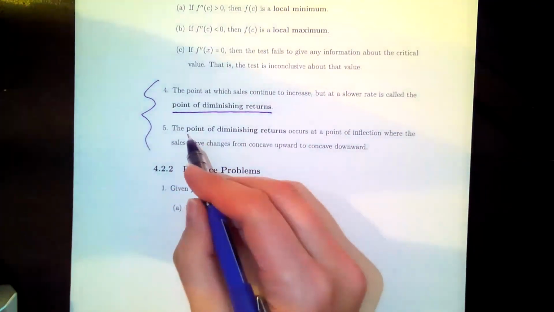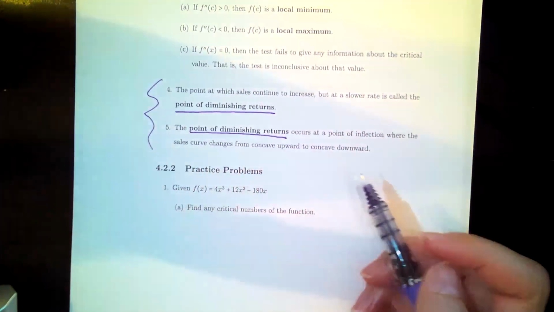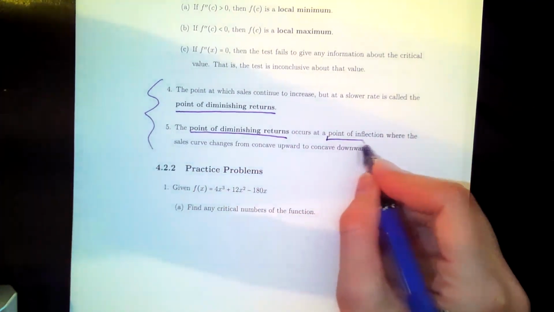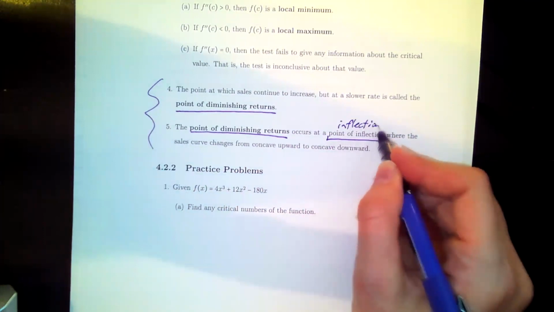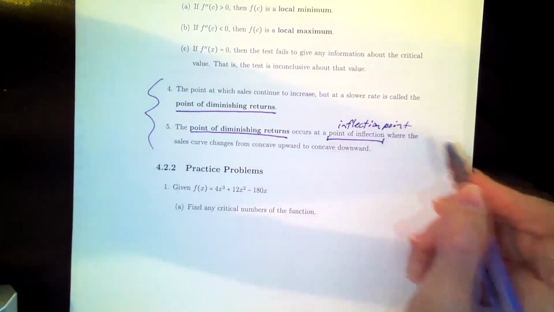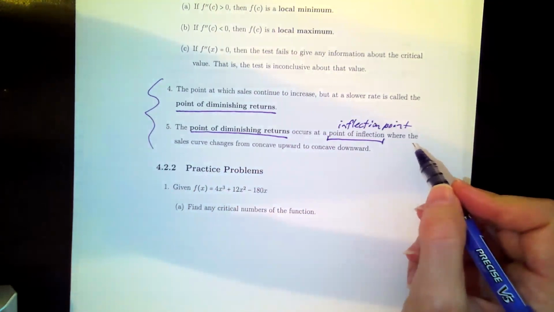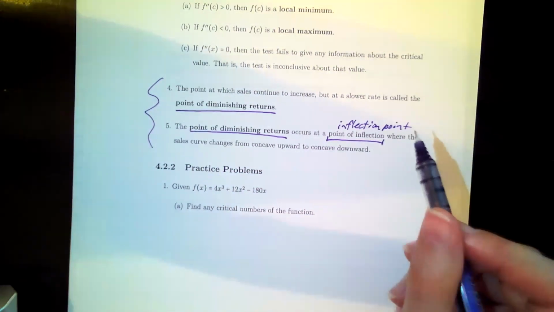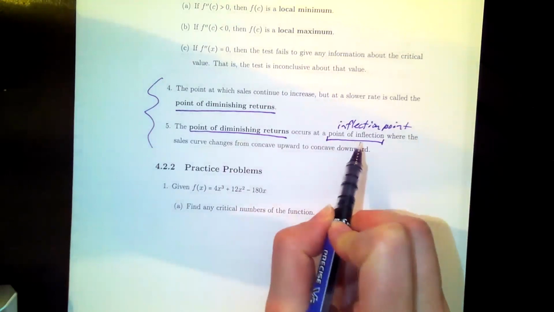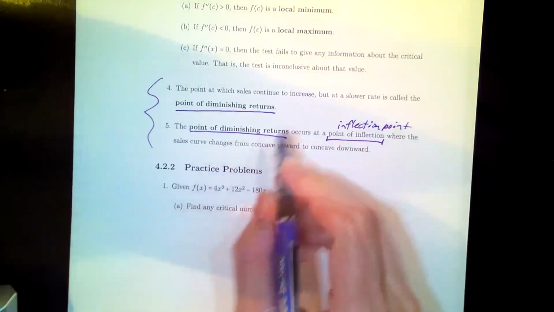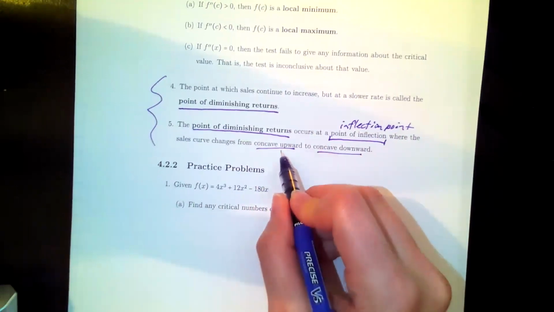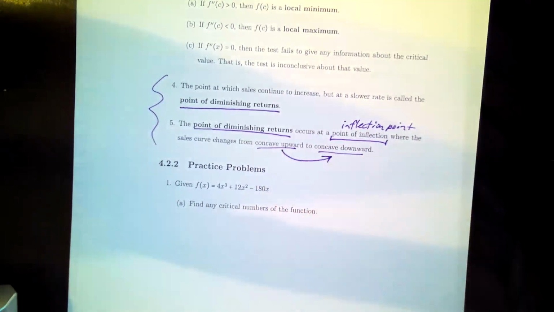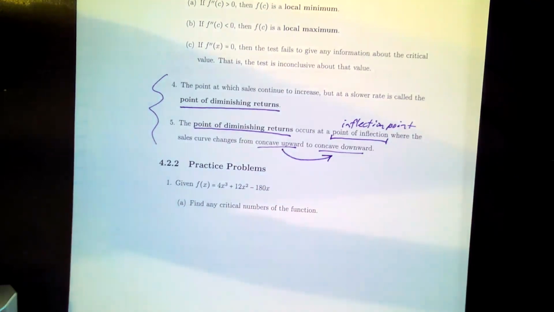And mathematically, the point of diminishing returns occurs at a point of inflection, an inflection point, which is something that you learned about in the last section, 4.1. An inflection point is a change in concavity, but a point of diminishing returns particularly occurs when your curve changes from concave up to concave down, specifically in that order. It starts out concave up and then it moves to concave down. If that's the case, then that's a point of diminishing returns.